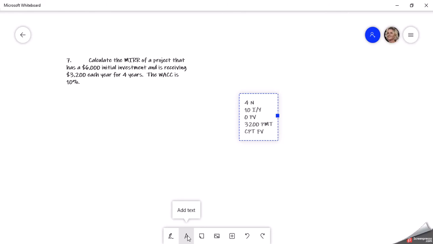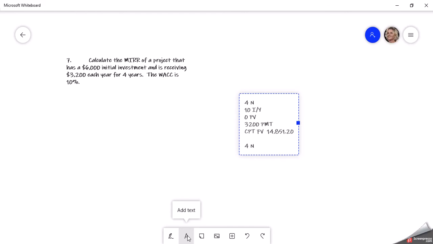So what we're saying is, okay, as we get this $3,200 in each year, we're going to reinvest it in projects at least earning 10%. So what is that really going to earn us? So 4 is the N, 10 is the IY, 0 out the present value, 3,200 is our payment, and then compute the future value. So that gives me $14,851.20.